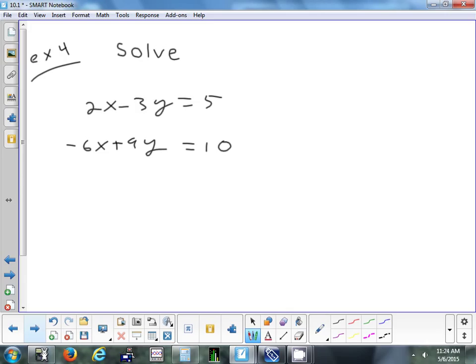Right, so this one I'll let you decide if we should try substitution or elimination. Cody, what method do you think would be the best for this problem?